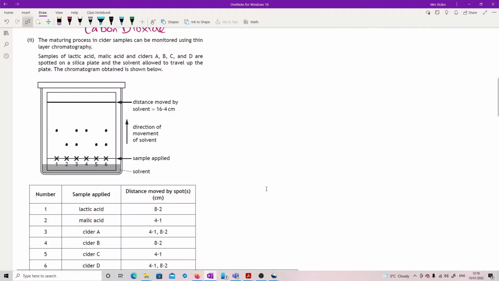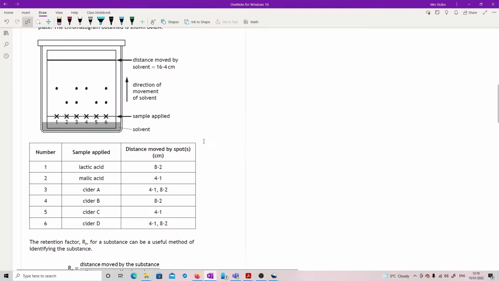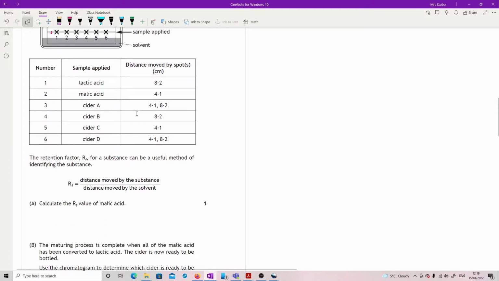The maturing process in cider samples can be monitored using thin layer chromatography. Samples of lactic acid, malic acid and ciders A, B, C and D are spotted onto a silica plate, and the solvent is allowed to travel up the plate. Chromatogram is shown below. The distance moved by the solvent is 16.4 centimetres, and we've got the point where the sample is applied. It's from this point to here that we're measuring as the solvent front, and then we've got our spots, with everything given as stated where they've got to.